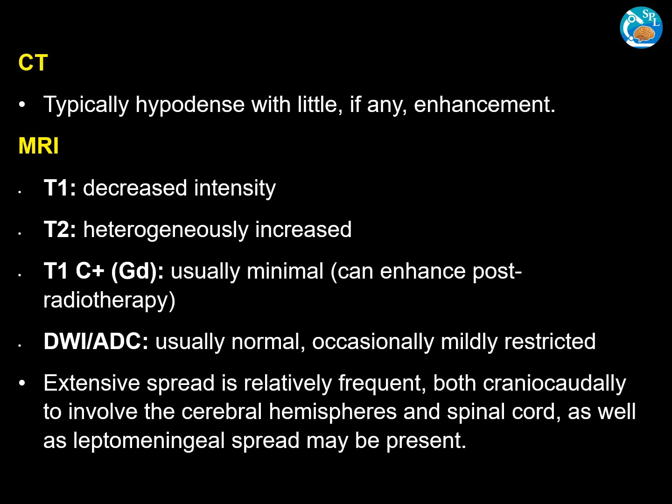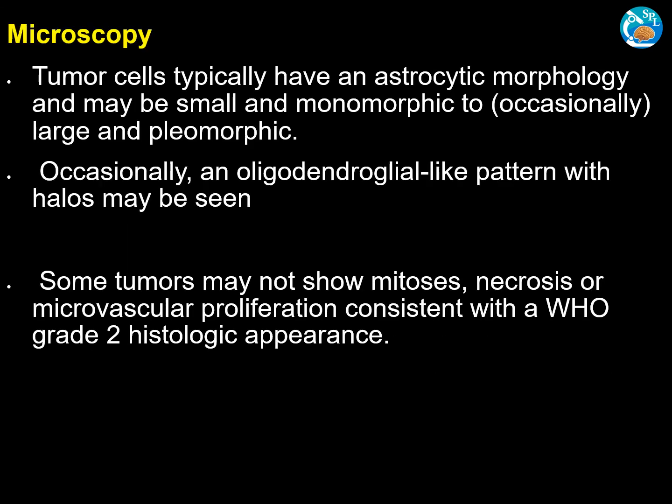Coming to imaging findings, on CT scan these are typically hypodense. On MRI, T1 sequences show decreased intensity and T2 shows heterogeneity. Now, extensive spread is relatively common. They may go craniocaudally or may involve the cerebral hemispheres or the spinal cord, and leptomeningeal spread may also be seen. We have already seen the microscopy.